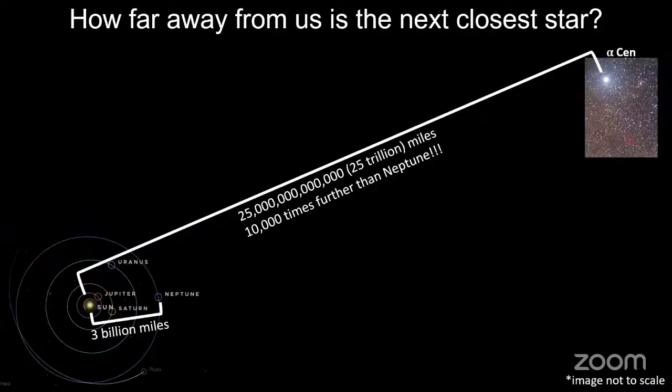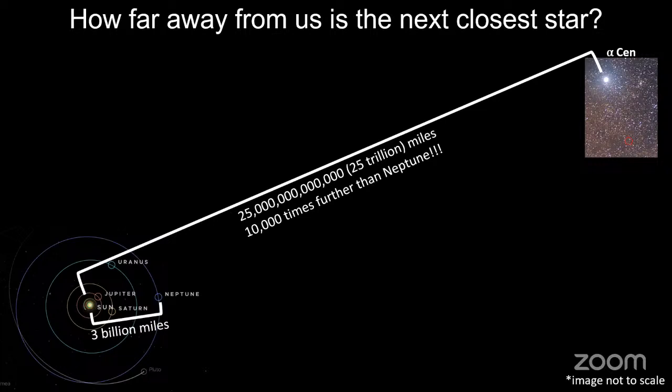So to move up from here, let's ask the question, how far away from the Sun and the solar system is the next closest star to us? Well, the next closest star is called Alpha Centauri. It's in the constellation Centaurus. It is the closest star system to the solar system, and it's 25 trillion miles away. That's 25 followed by 12 zeros.